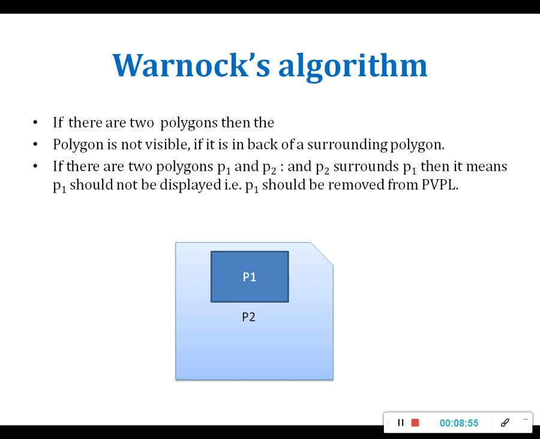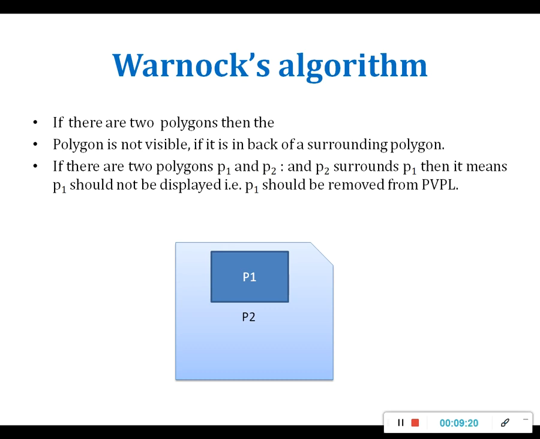Now if there are 2 polygons, then a polygon is not visible if it is behind the surrounding polygon. If we consider 2 polygons and we are looking from some point of view, it may happen that one polygon is surrounded by another, and so we cannot see one of the polygons.